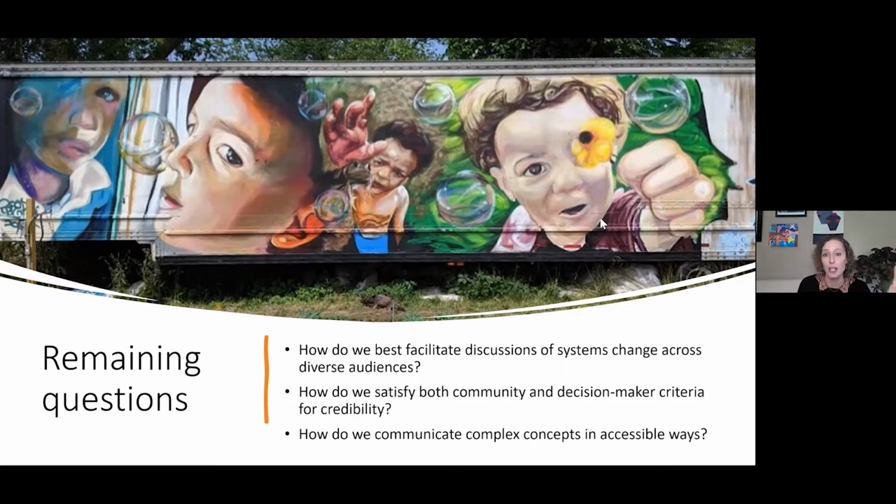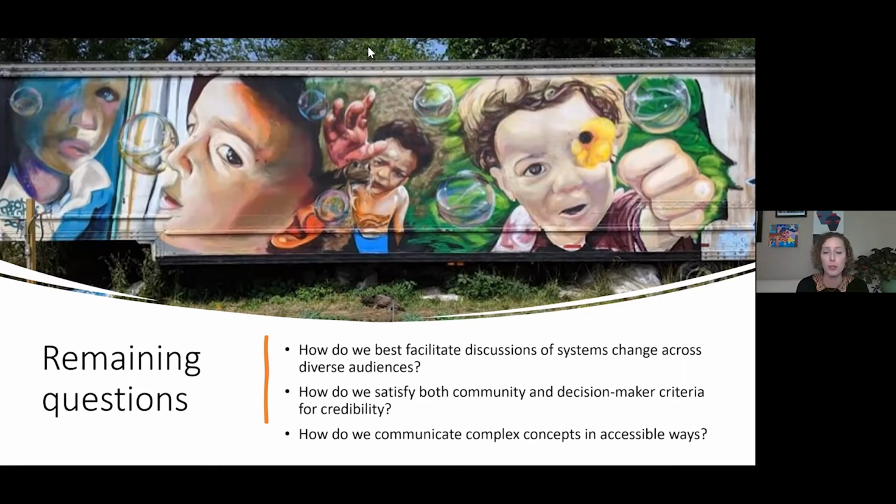The criteria by which communities and decision makers evaluate the credibility of the model is very different. For community partners, they want to see that the model reflects their lived experience because they're used to that being ignored by decision makers. For decision makers, they often have a much more technical definition of what credibility is.